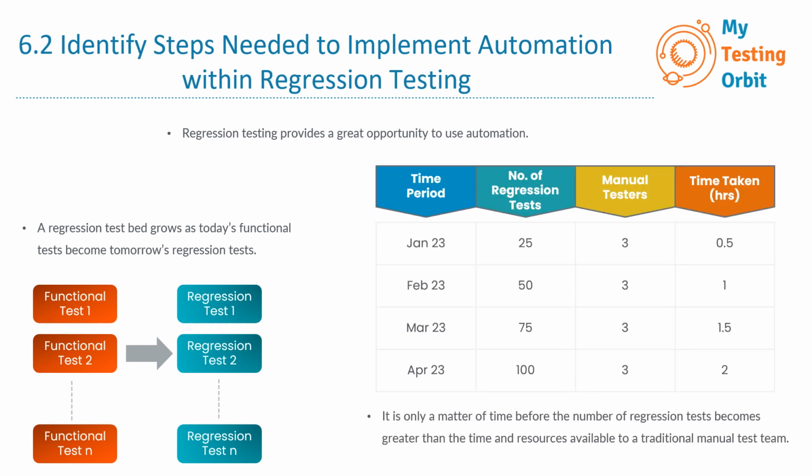It is only a matter of time before the number of regression tests becomes greater than the time and resources available to a traditional manual test team. Tests are like tasks on a to-do list. At first, it's very easy to handle them manually, but as the list grows longer and longer, it eventually becomes too much for a traditional manual test team to complete within their available time and resources.